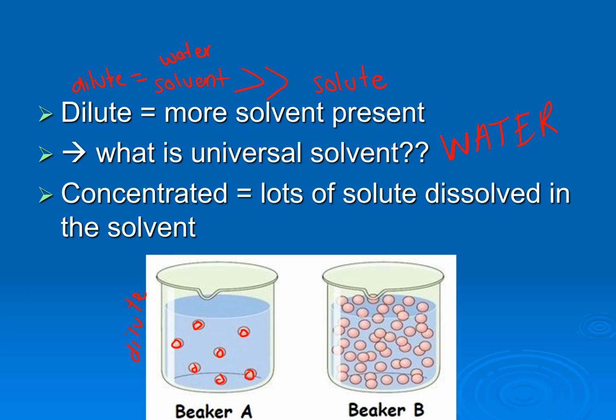If you have a concentrated solution, that means that you have lots of solute dissolved in the water. So if you look here at beaker B, all of these circles are showing us our solute. So in order for something to be concentrated, you're going to have more solute than you do solvent, or water. So dilute, we have lots of water. If something's concentrated, then we have lots of solute present.